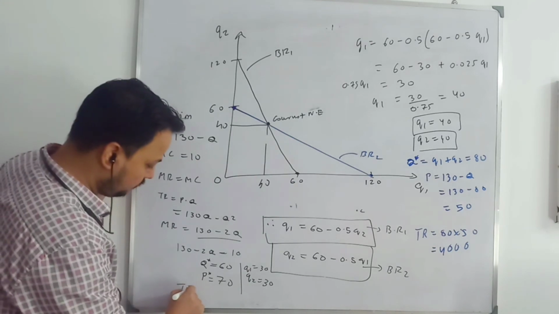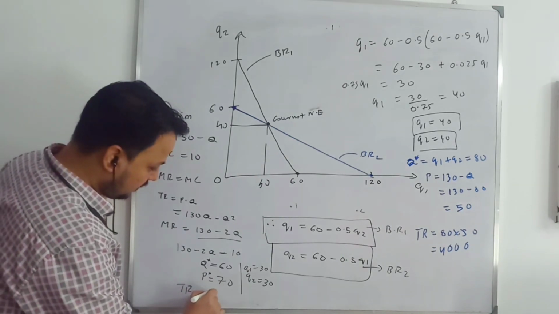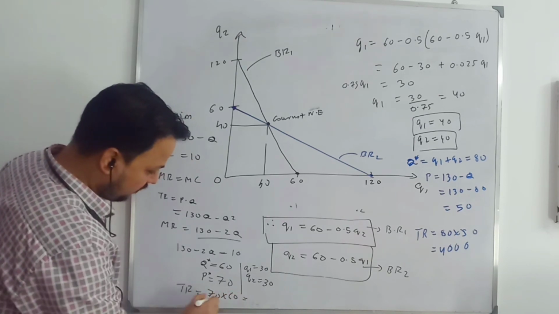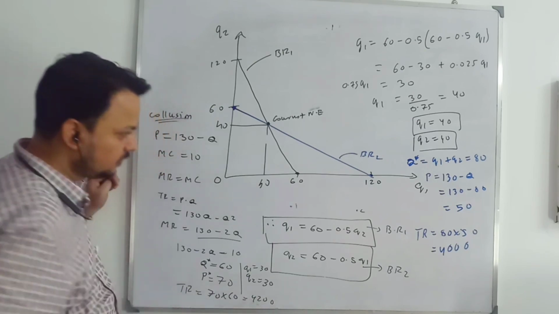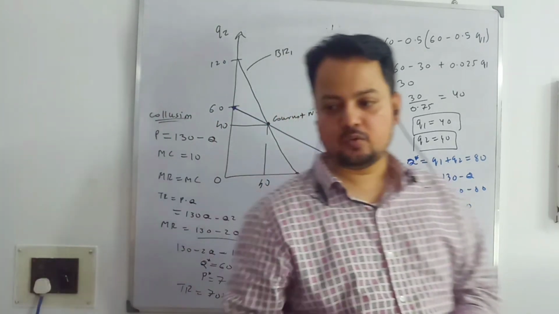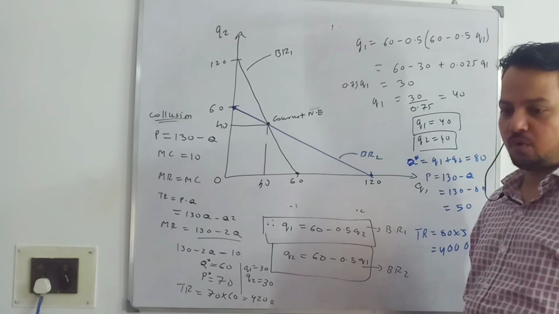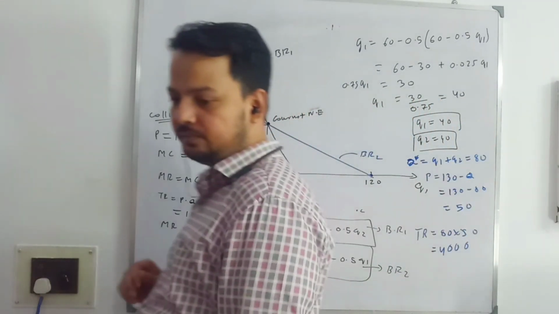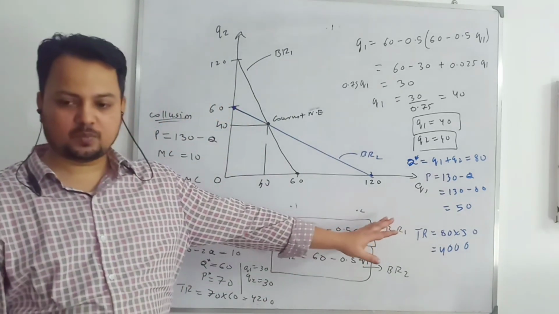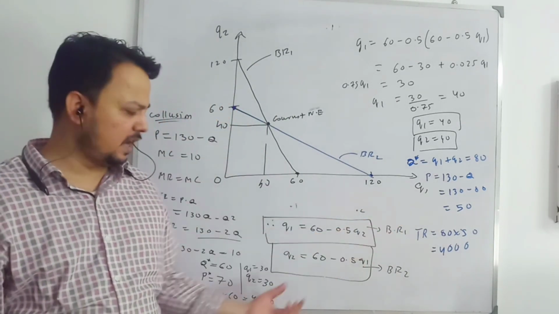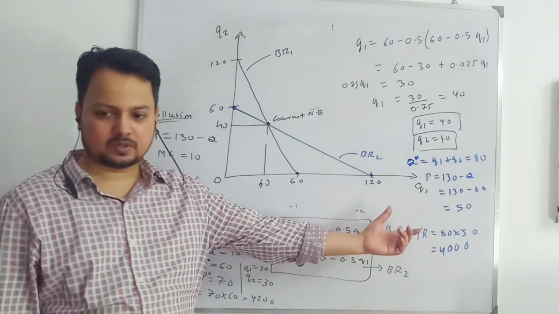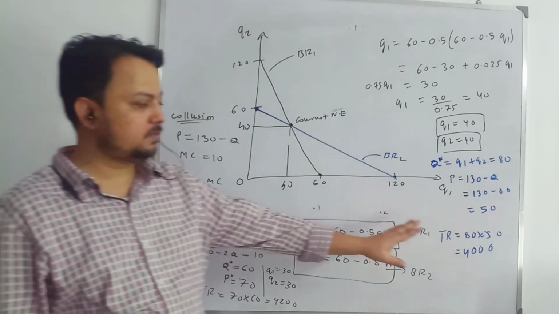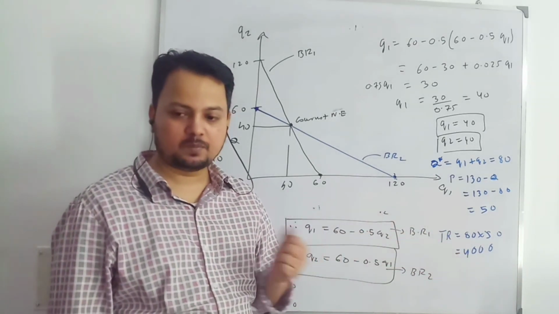Look at the total revenue. What will be total revenue? Price into quantity. Price is 70 and quantity is 60. It will be 4200. Higher than the case where firms are maximizing their individual profit. In the case of non-collusion, when firms are competing with each other, they are maximizing their individual profit, but industry profit does not get maximized. I am not taking cost condition, you can subtract. You will make the same subtraction. So firms are maximizing their individual profit, but industry profit will not be maximized.